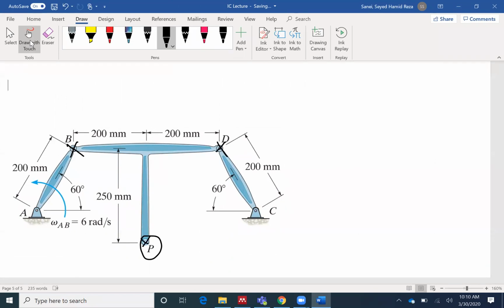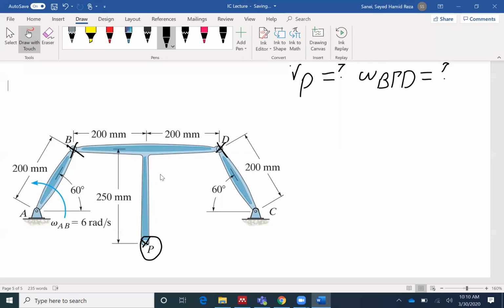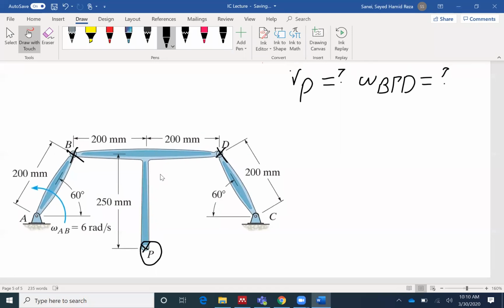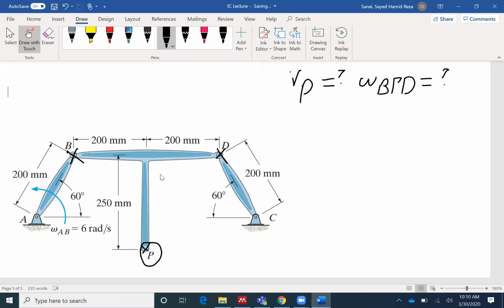So we have two unknowns, the velocity at P and omega BPD. This is one of the problems where it is much easier to use the IC method rather than the relative velocity approach. To find omega BPD, we need to find the IC for that member at this shown instant. Again, it's the instantaneous center of zero velocity.